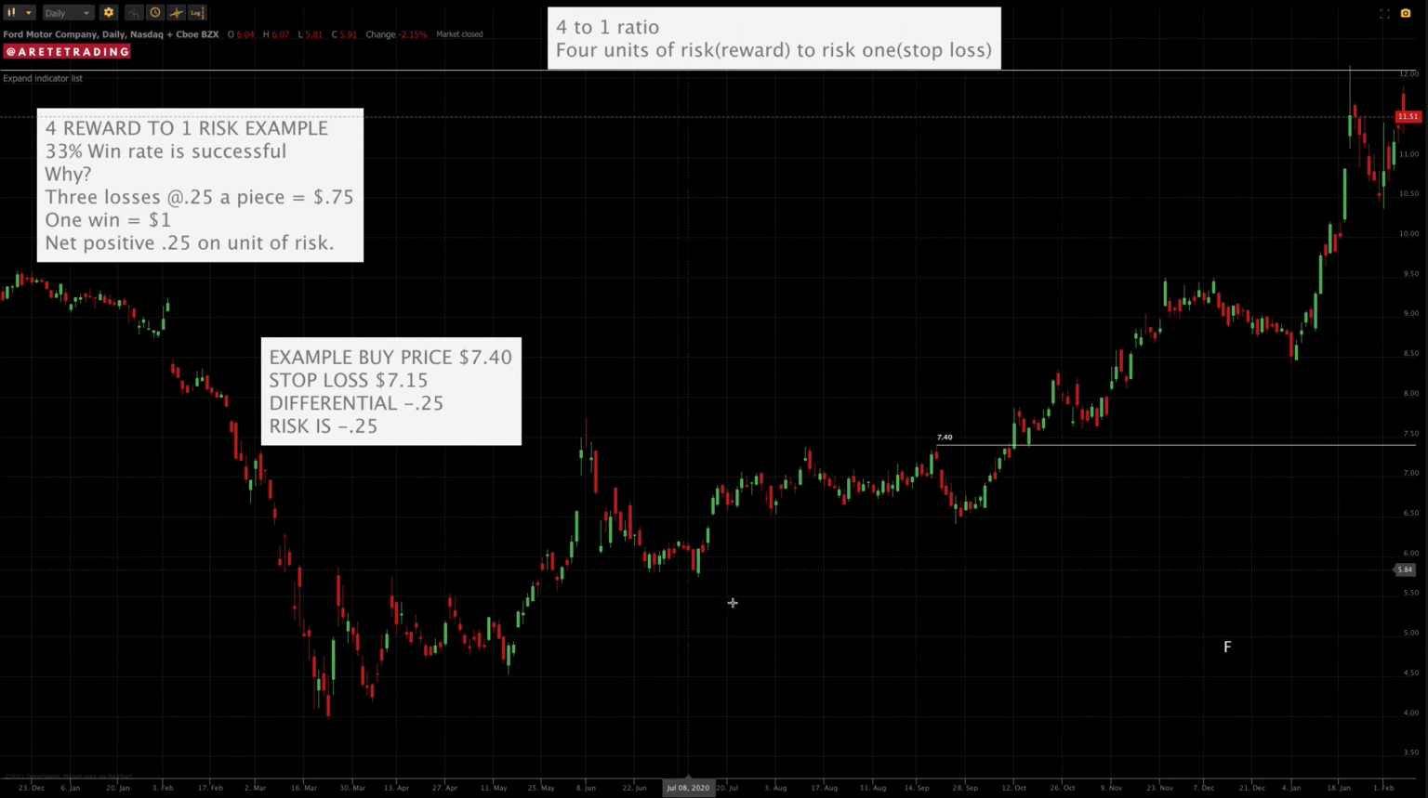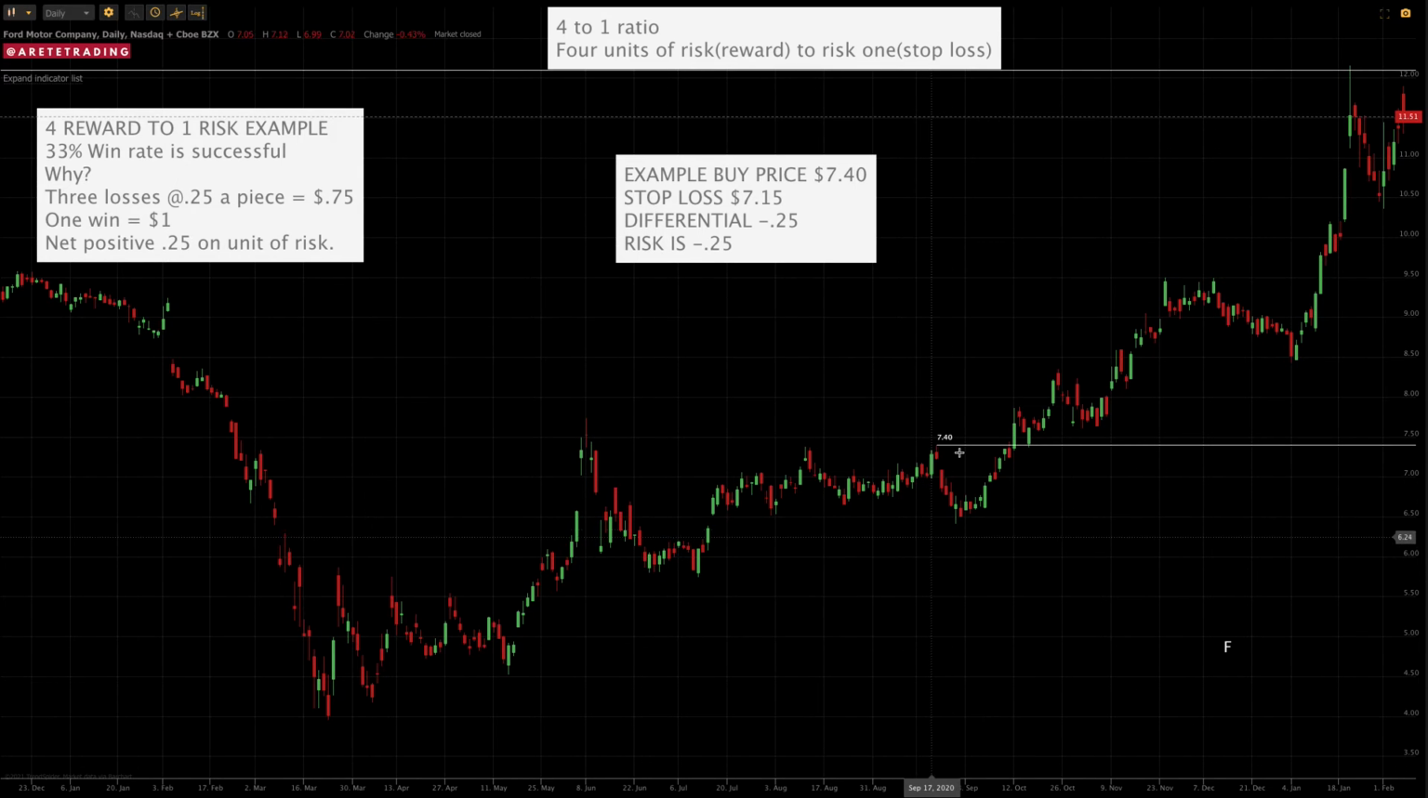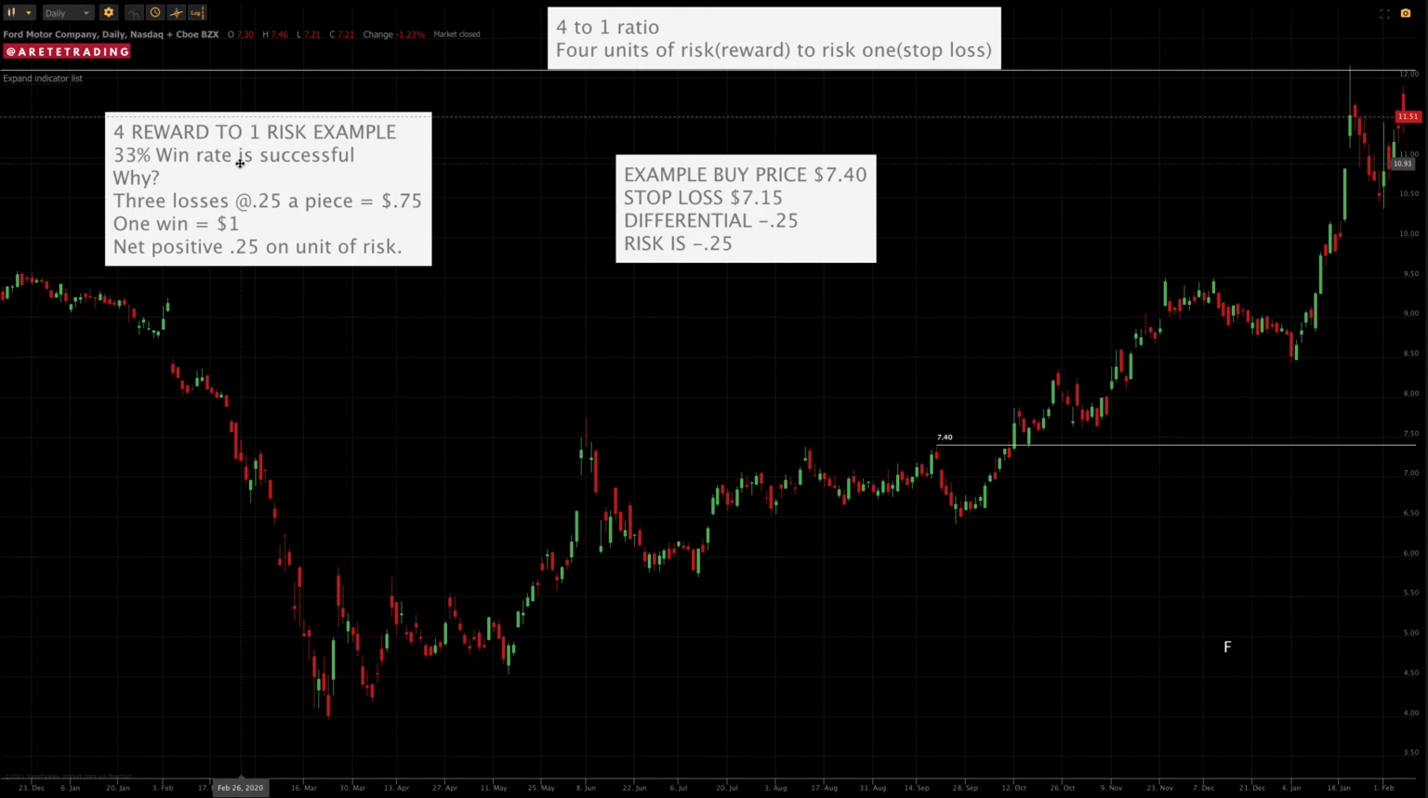So here's 4 to 1, and we'll use this example. We break 7.40 on Ford. Stop loss is 7.15. I don't want to lose more than 25 cents. That's the differential. My risk is 25 cents, meaning if I break it, I'm on the way out. Here, a 33% win rate is successful. Okay? So I need to have a little bit higher win rate now than I had before. Why? 3 losses at 25 cents a piece, 75 cents total, right? 1 unit of risk 3 times, 75 cents. 1 win is $1 per unit of risk, net positive on this 25 cents.